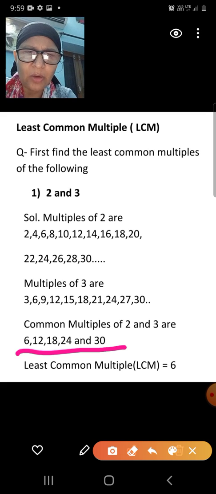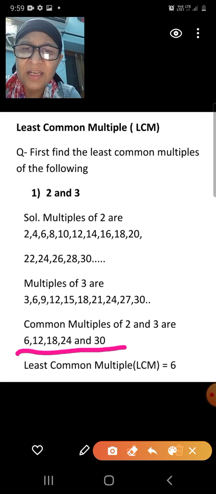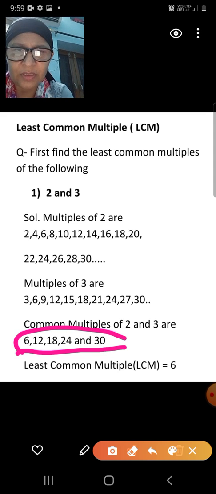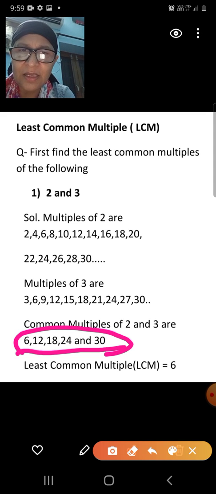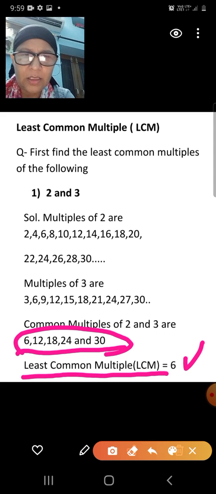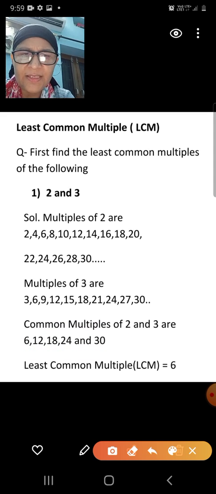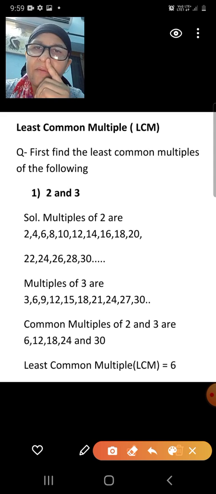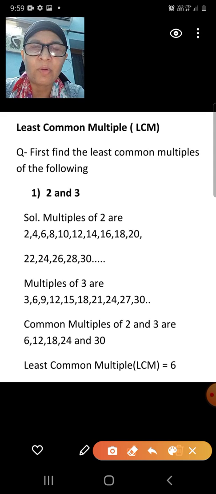Now we can see which is the least from all of these, or which is the lowest number or the smallest number from this list. This one. So smallest is 6 here. So least common multiple or LCM is 6. So least common multiple of 2 and 3 is 6. In this way we can find all the least common multiples or LCM of all the given numbers.